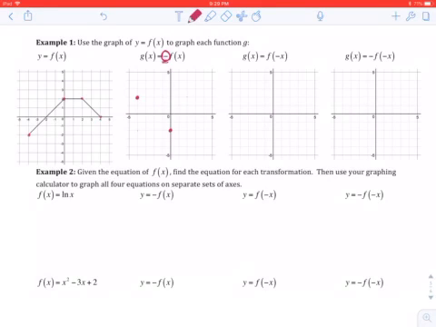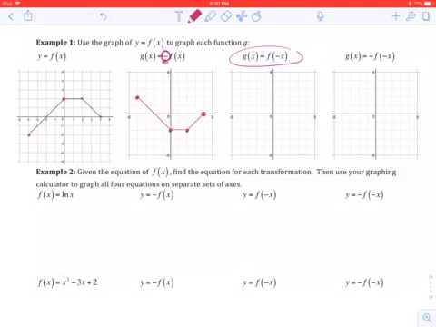2, 2, right? That was at 2, 2. I just make the y coordinate negative. And at 4, 0, well, the 0, if I make it negative, is still 0. Once you connect those dots, it should be pretty clear. It looks like it's flipped across that x-axis. Because you're changing y's, you're going across the x-axis.